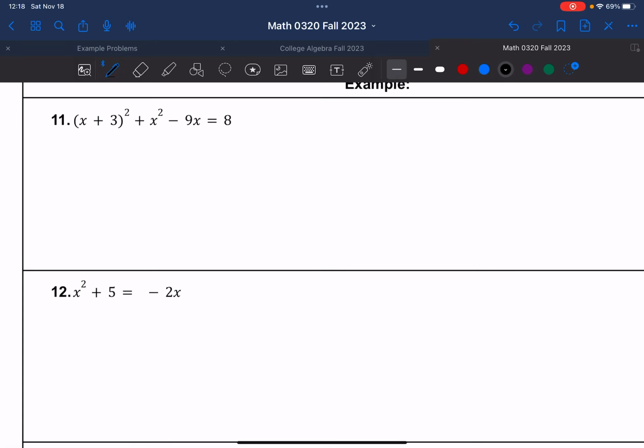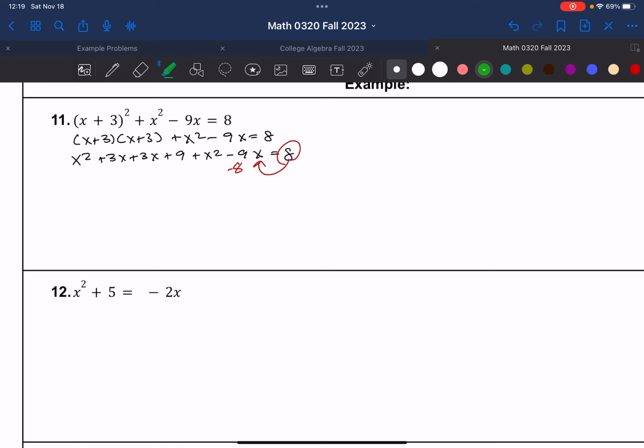So remember, before we do that, we need to make sure it's in standard form. So this (x + 3) squared tells us we write it twice in FOIL. And then bring down that x squared minus 9x equals 8. So if I FOIL this, I'm left with x squared plus 3x plus 9. Bring down that plus x squared minus 9x equals 8. I'm going to move this 8 over to the other side by subtracting it, and then I'm going to combine all these like terms.